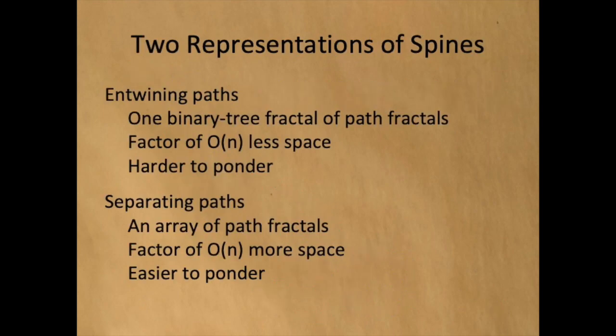There are two obvious representations for spines. The first entwines the paths into a binary tree. This would be a binary tree fractal of path fractals, so there are two fractals. The advantage is that this uses O(N) less space, but is much harder to think about. We could also separate paths across an array, which would be an array of path fractals, one for each leaf. This uses O(N) more space, but is much easier to think about. The code below will use this second representation.